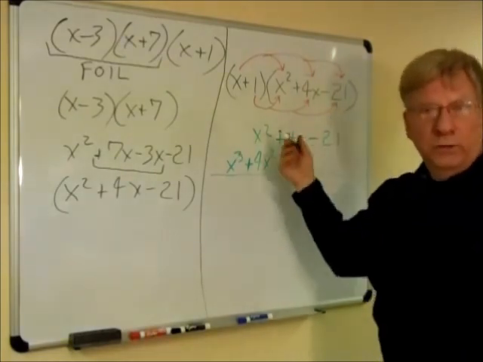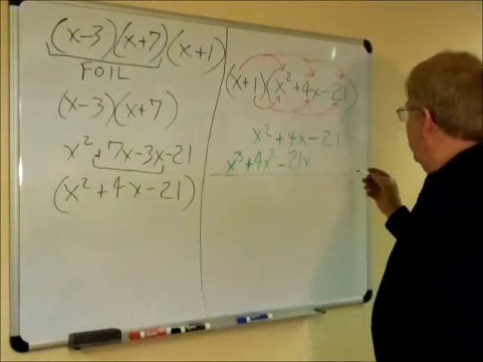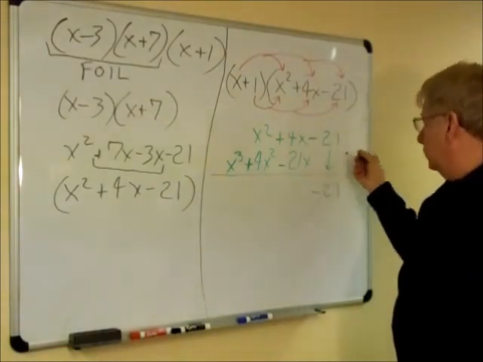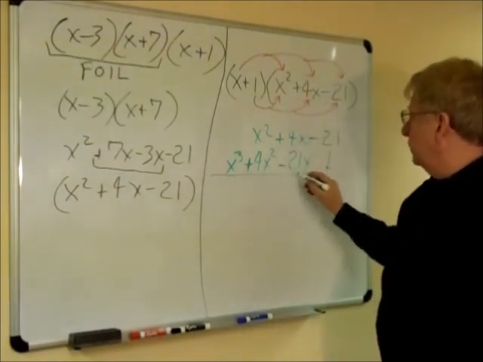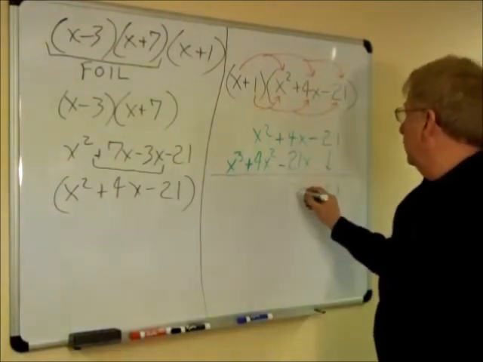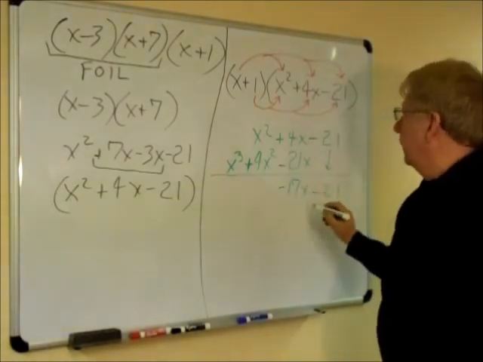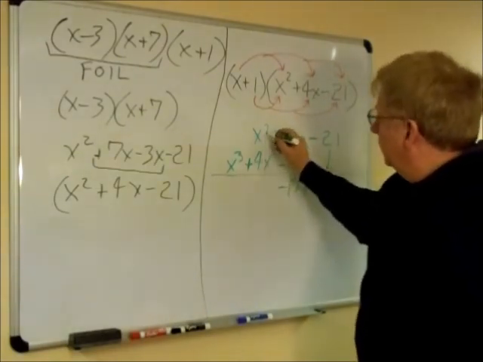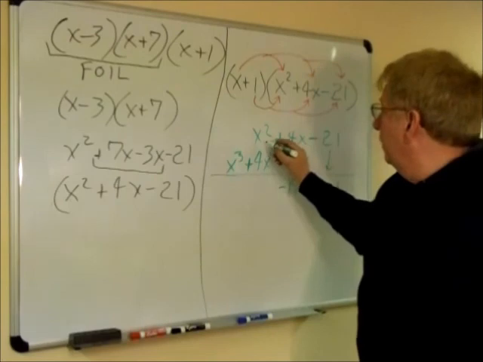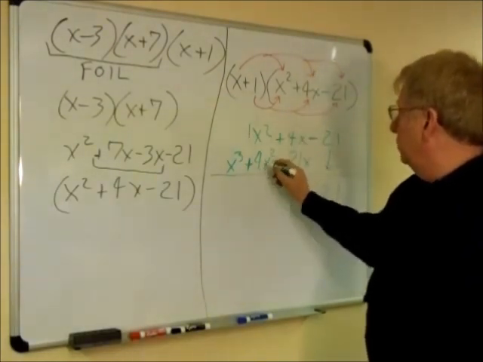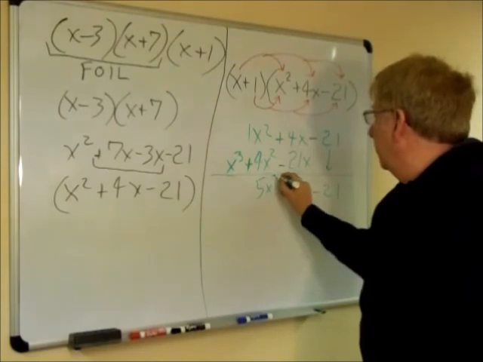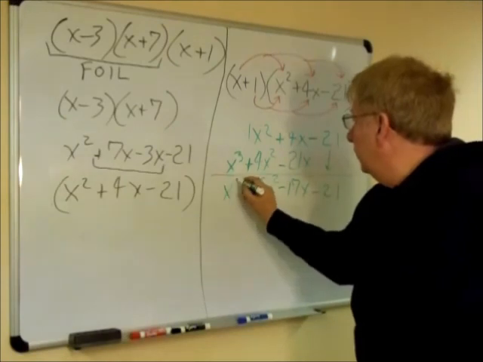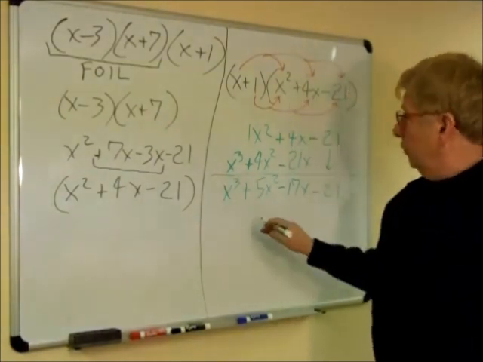Now we're ready to add the like terms here. So we have minus 21 plus nothing, so it's minus 21. Positive 4x plus a minus 21x gives us a negative 17x. Positive x squared and a positive 4x squared, add the 2. And again, if we have no coefficient, it's the same as 1. So 1x squared plus 4x squared is 5x squared. And then we have 0 plus x cubed, so we just have x cubed. So that's the final answer.